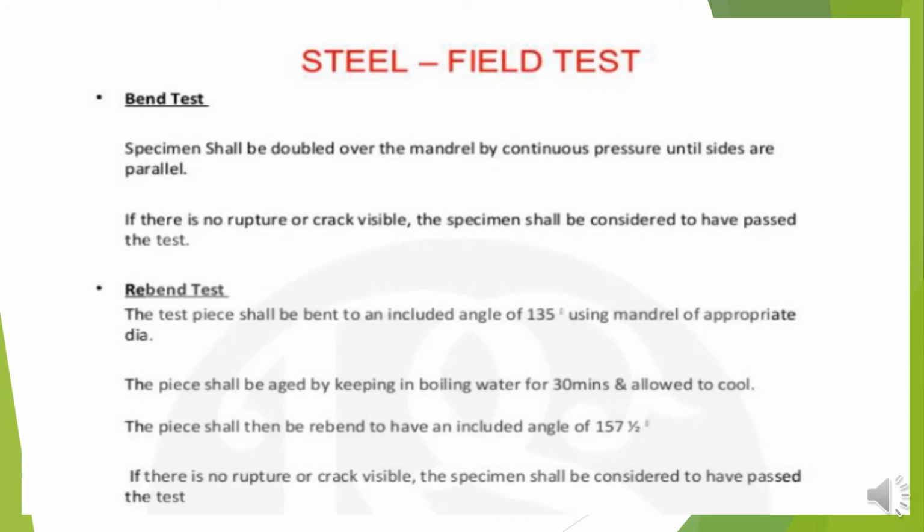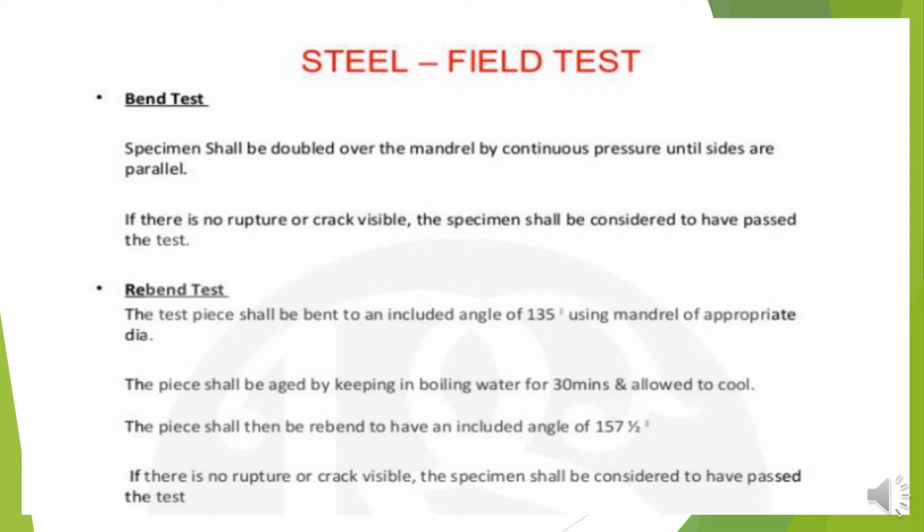Steel field test, bend test. Specimen shall be doubled over the mandrel by continuous pressure until the sides are parallel. If there is no rupture or crack visible, the specimen is considered to pass the test.